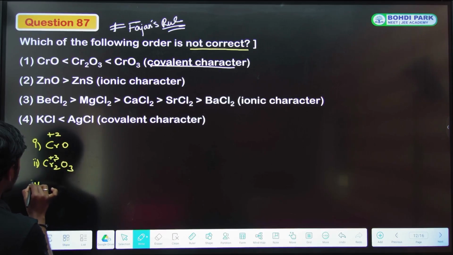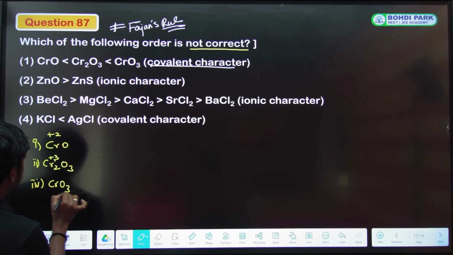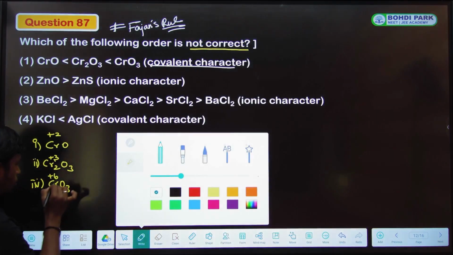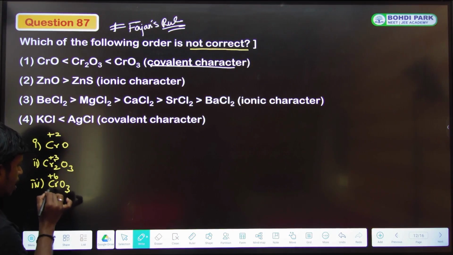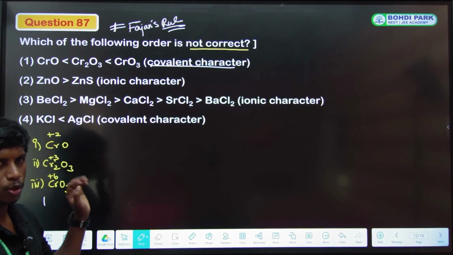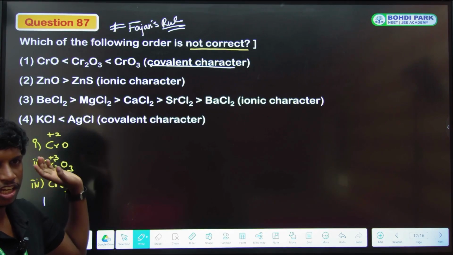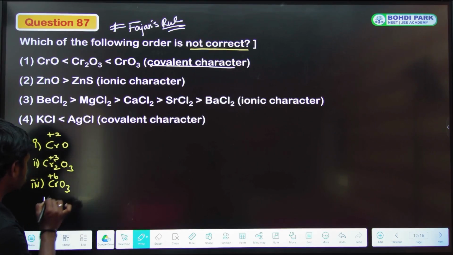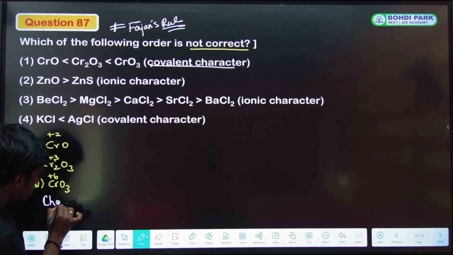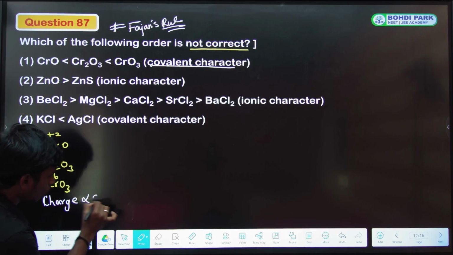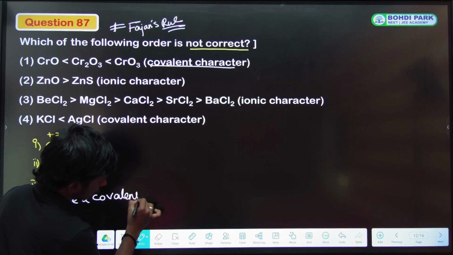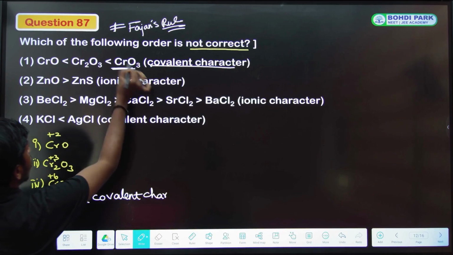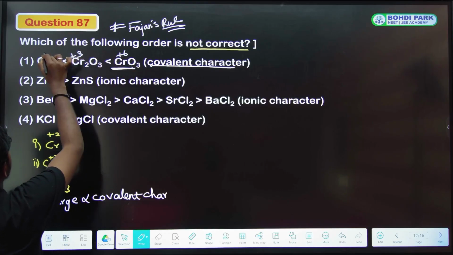Then the third one, CrO3, the oxidation number is +6. According to Fajans rule, if the charge of the cation increases, the molecule will be more covalent in nature. When the charge increases, the covalent character also increases. Look at it, the charge is increasing, so covalent character increases.